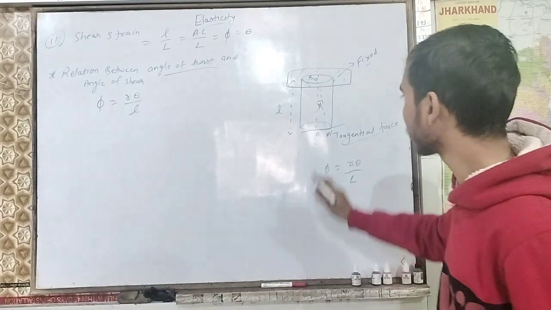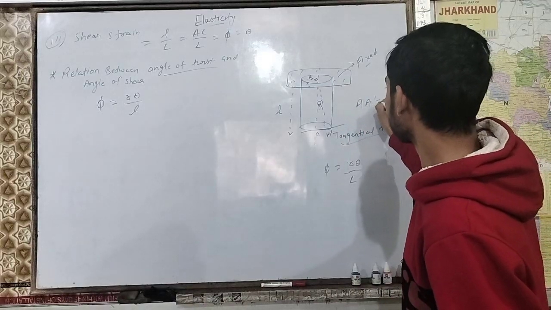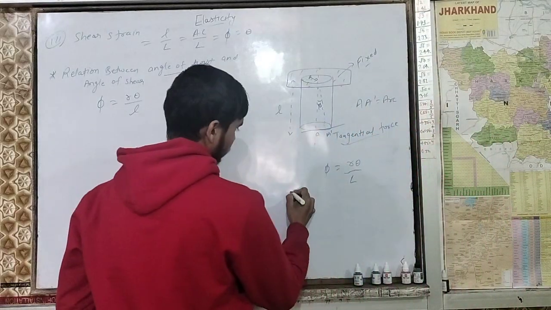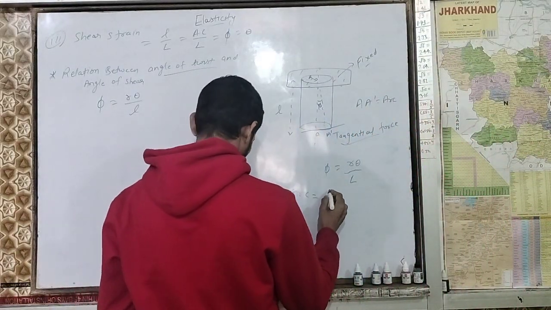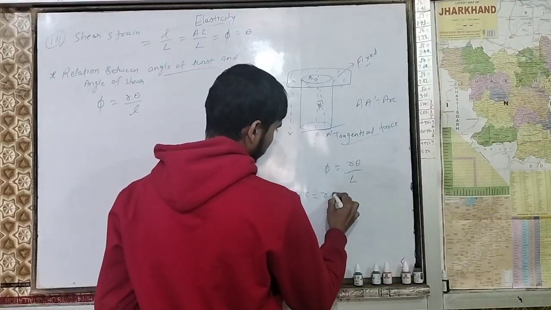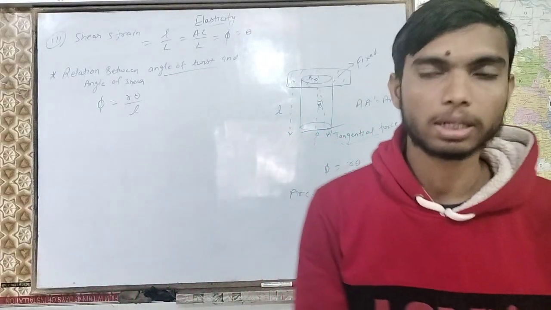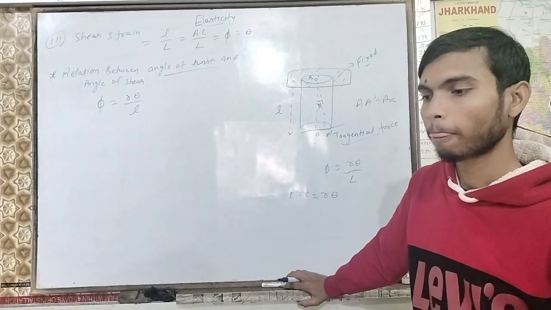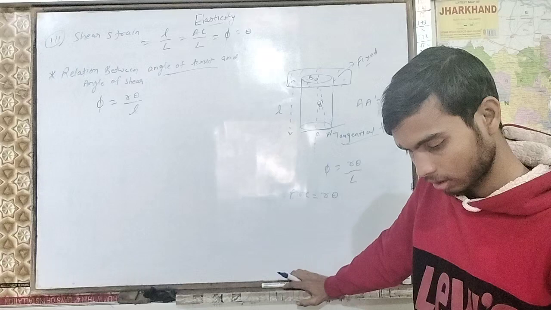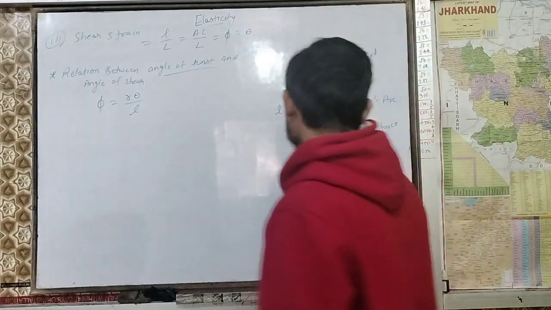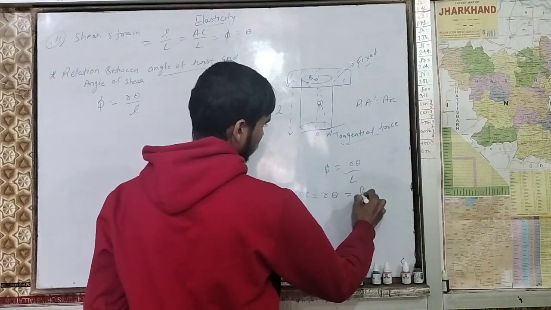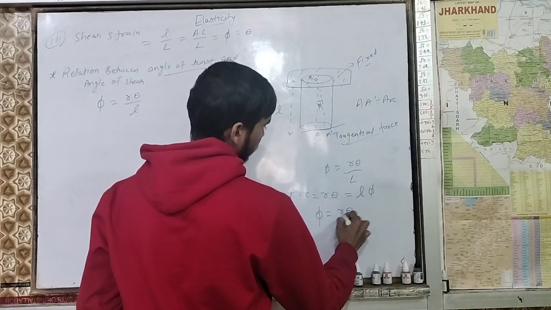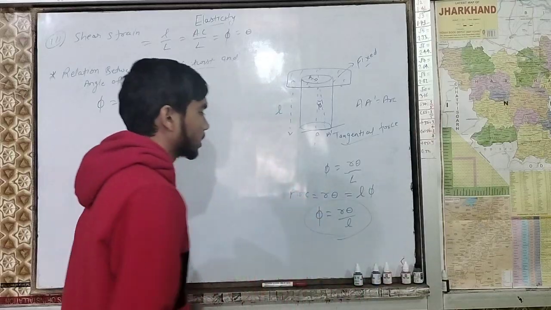So the arc is A dash A. To get the arc, the formula would be r theta. But to get theta, the formula becomes arc upon r. So r theta is equal to L phi, and here phi will be equal to r theta upon L. This formula came like this.